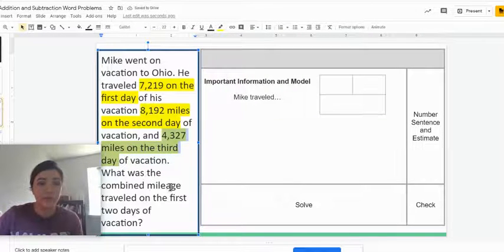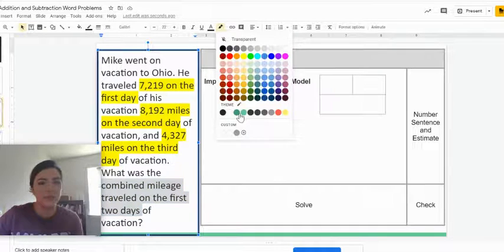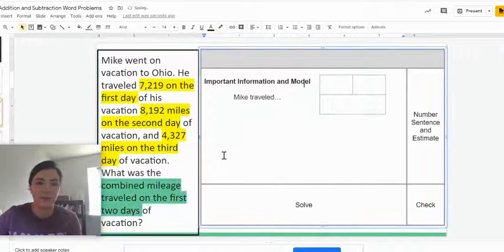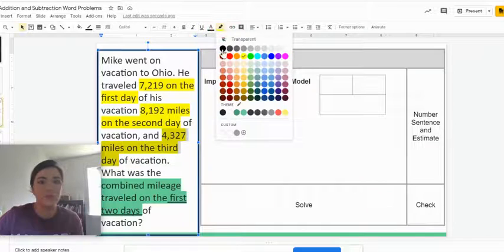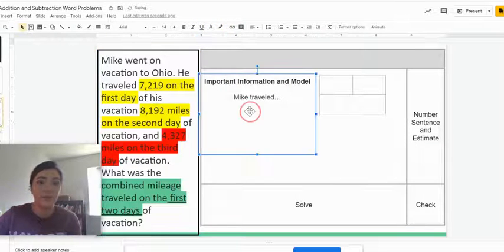What was the combined mileage traveled on the first 2 days of vacation? So this says combined mileage traveled on the first 2 days. Now that sounds like the question, so I'm going to highlight it in another color. I'm going to choose green because I like green. This says the first 2 days of vacation. So if I wasn't reading carefully, they were trying to trick me. I don't think I really need this third day of vacation right here, so I'm going to highlight it in red so I know that I don't need it.